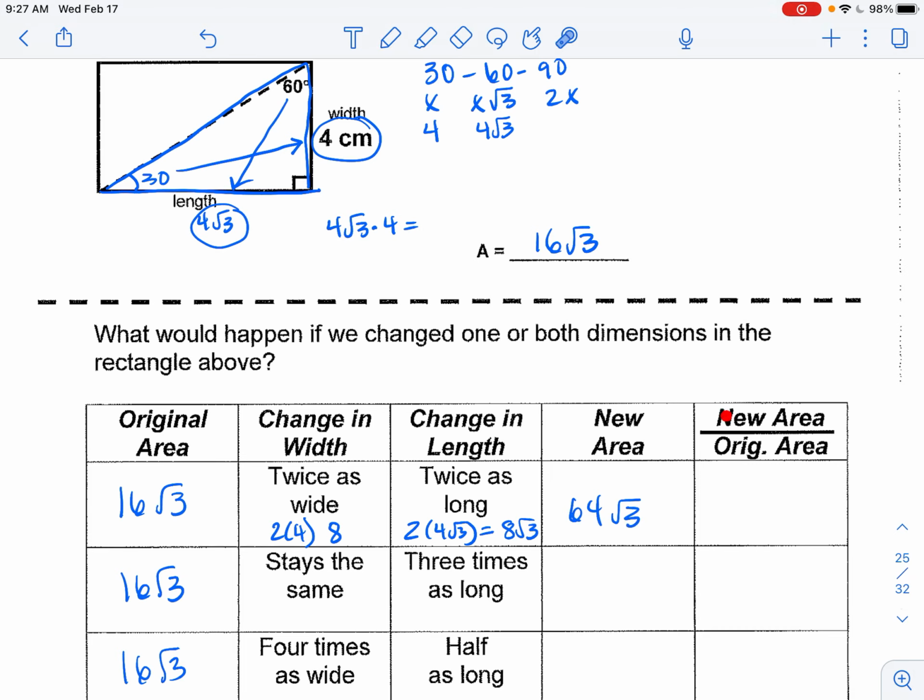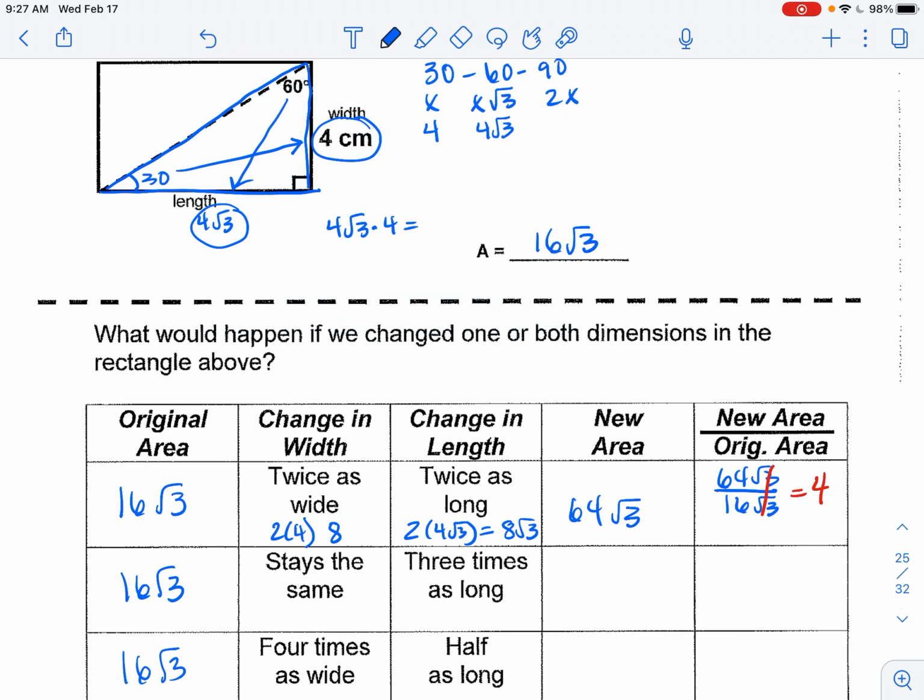Okay, so in this last box, it says take the new area divided by the original area. So if my new area is 64 roots 3, and I divide by the original area 16 roots 3, well, the roots 3's cancel, and 64 divided by 16 is 4. So the area has increased 4 times. Okay, let's take a look at the next row.